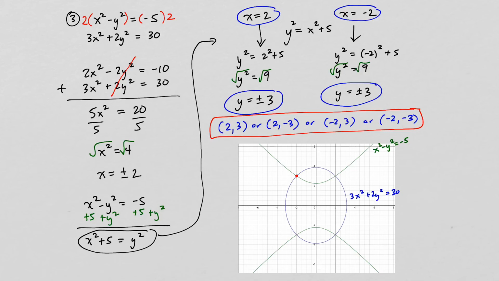We have one point here, that is the point negative 2, positive 3. We have a point here, which is positive 2, positive 3. A point down here, which is 2, negative 3. And finally a point here, which is negative 2, negative 3. You'll notice that those are the same answers that we got algebraically. So it's pretty cool because this stuff works.